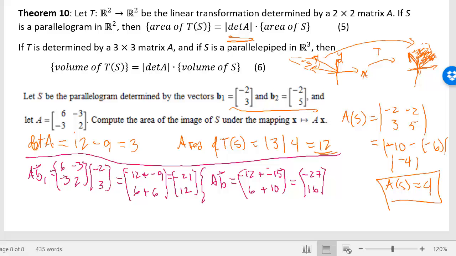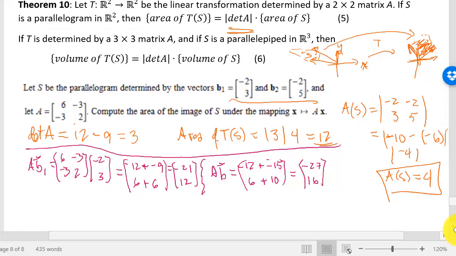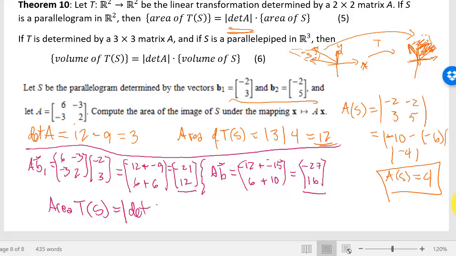So one of these vectors should have been (-21, 12), and then the other one should be (-27, 16). So this drawing was a little bit off, a lot off, but we're just looking at it from a theoretical point of view. So now let's figure out what the area of this is equal to. So the area of the image of your parallelogram, or your parallelogram S, is going to be the absolute value of the determinant of (-21, 12) and (-27, 16), written down like that.